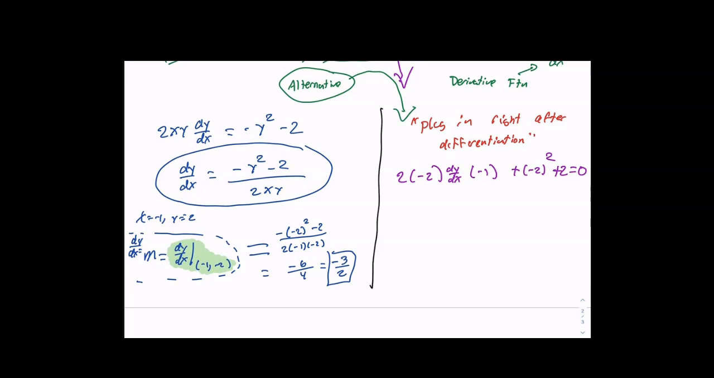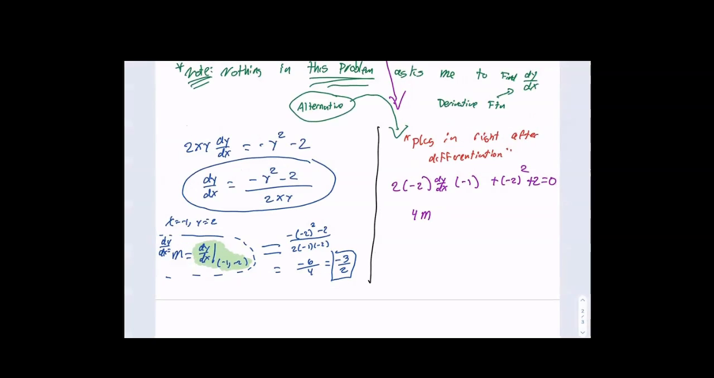All right, so that's 2 times -2, which is -4 times -1, so that gives me 4 m. I like to put m, it just lets me make the problem easier. Plus 4 plus 2, so that's plus 6, equals 0. 4m equals -6. So m equals -6 over 4, which is, of course, -3/2.